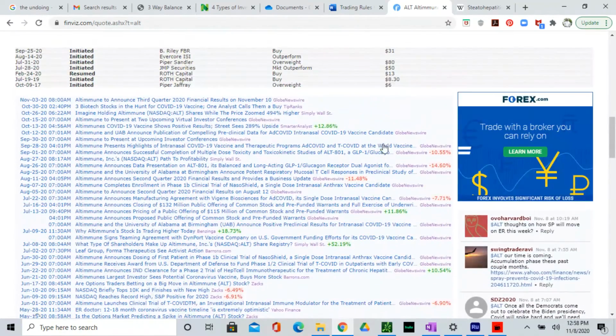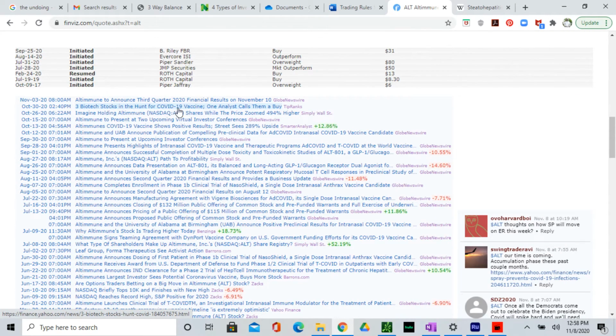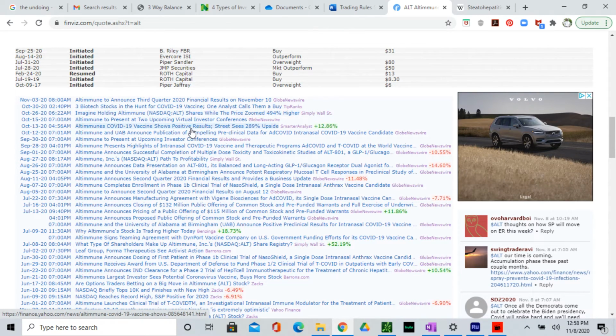Other than their earnings, they said three biotechs back on October 30th. There are three biotechs in the hunt for a COVID vaccine, and one analyst is calling them. So we can click on that and see what that's about. I also still want to see what else they had. The street sees a 289% upside. This was October 13th. They had a virtual conference. Shares price zoomed 494%.